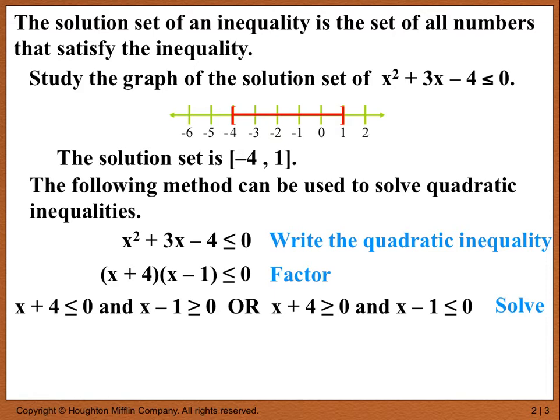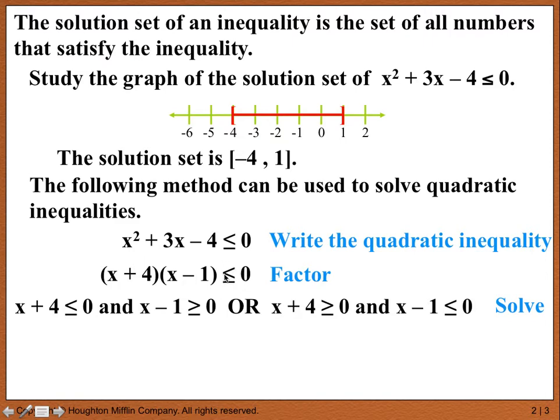Continuing this disjunction, we have or x plus 4 is greater than or equal to 0 and x minus 1 is less than or equal to 0. First of all, let's understand why this is true. Look at the factored form. I have x plus 4 times x minus 1. x plus 4 is in parentheses, x minus 1 is in parentheses. But the key here is to look at the inequality sign, less than or equal to 0.